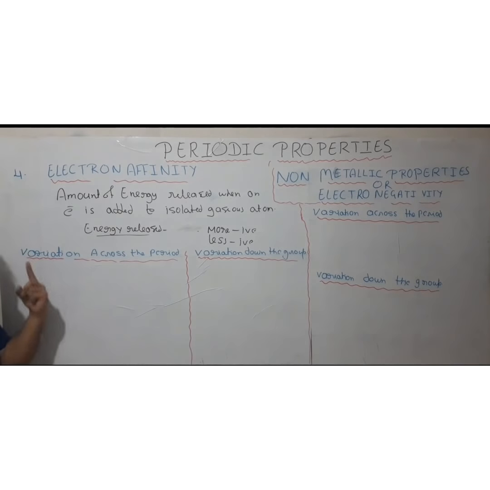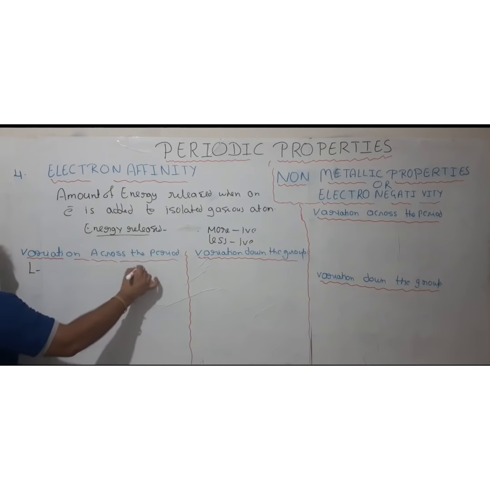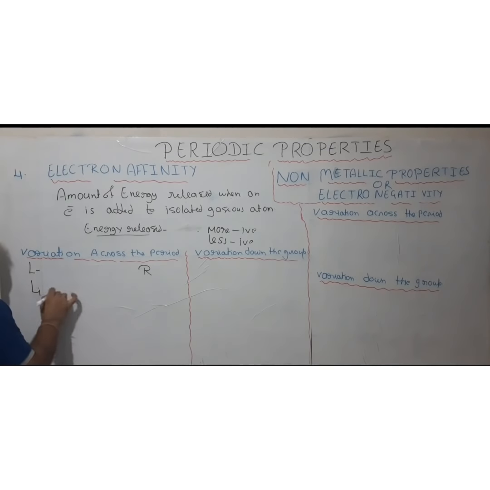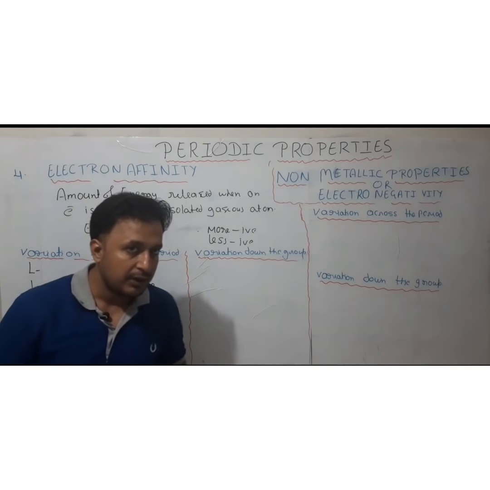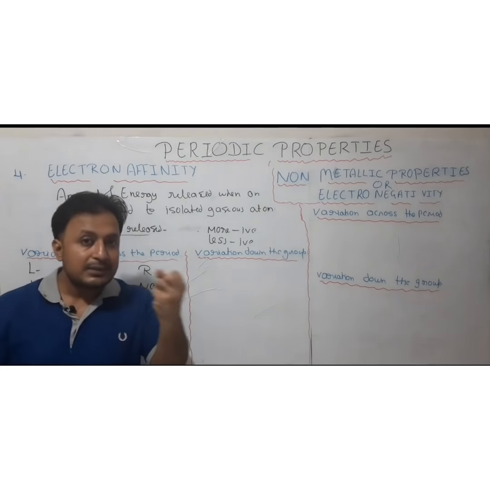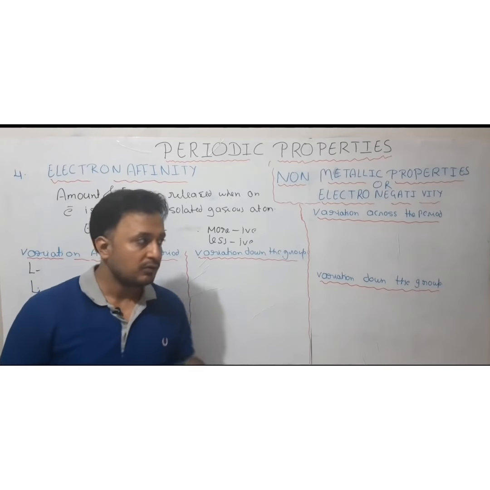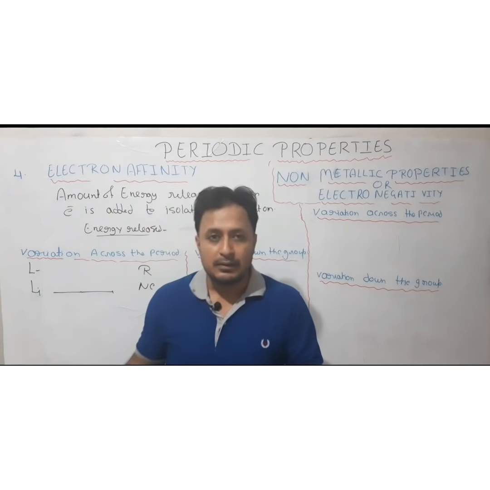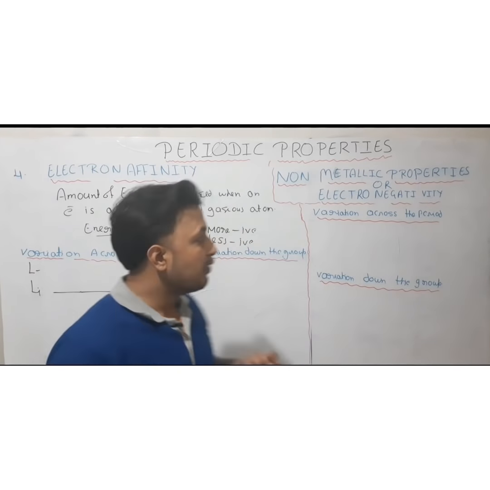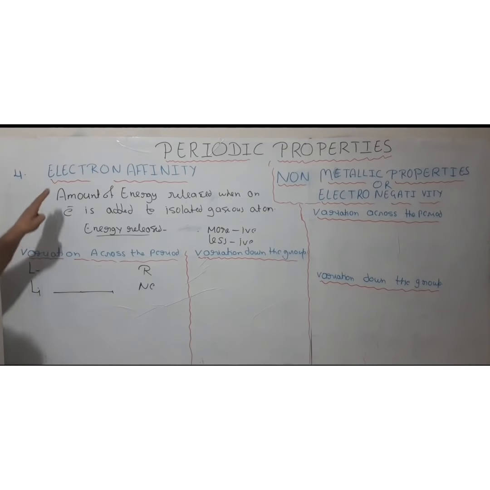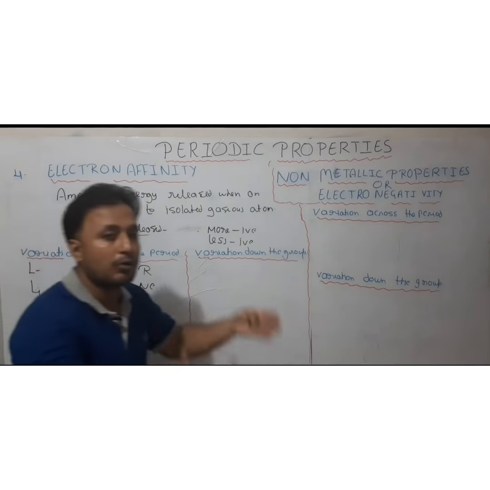So let's see how this property is going to vary across the period and down the group. When you see left to right of the periodic table, again using lithium to neon as the example, we see that the elements' nuclear force is going to increase. When the nuclear force increases from left to right, it is easier to accept an electron rather than lose one, because the atom cannot lose an electron easily, but it can accept an electron easily. So it will have a greater value of electron affinity. The value of electron affinity is going to be more and more.